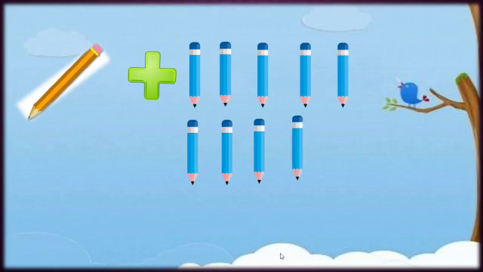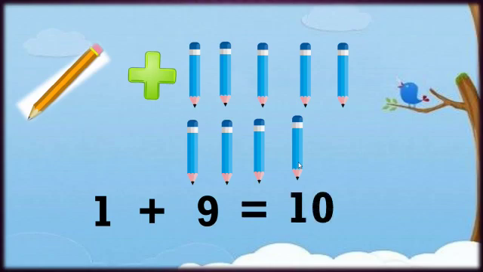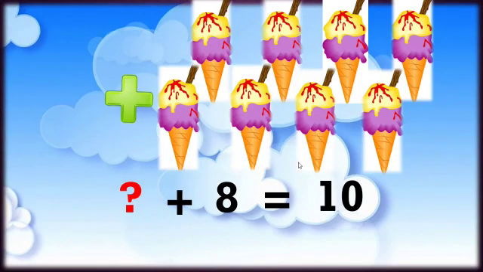How many pencils did we count? Count it with me. 1, 2, 3, 4, 5, 6, 7, 8, 9. That means we add 1 and 9 pencils more and it makes 10. 1 plus 9 makes 10. Very good. Now there is another example for us.